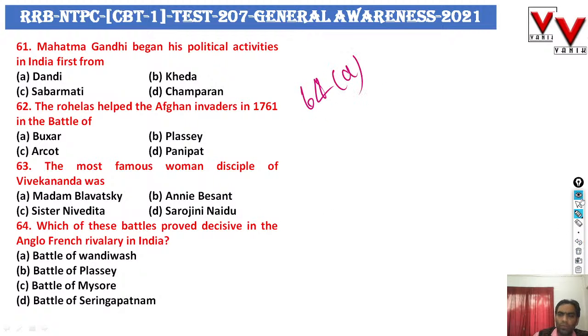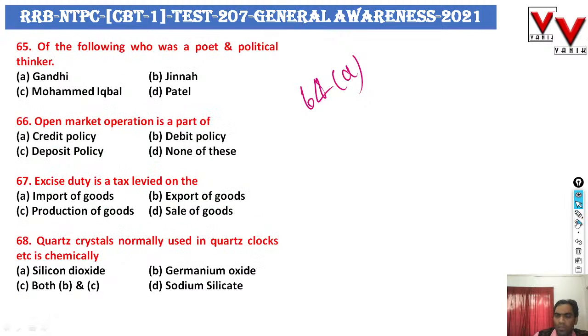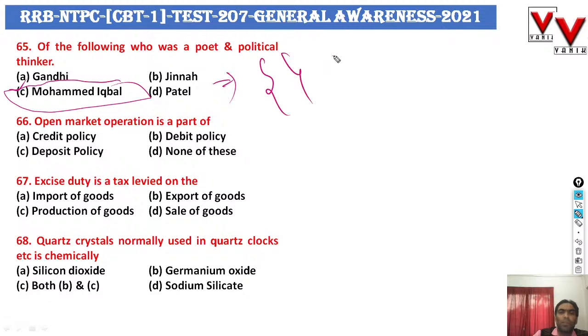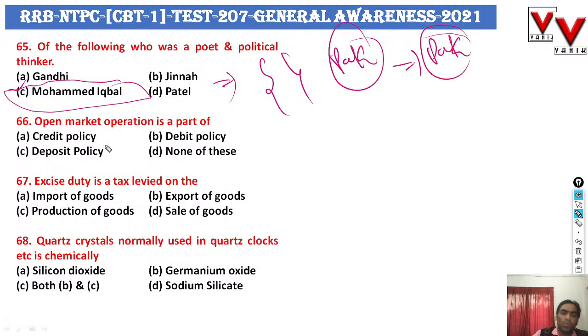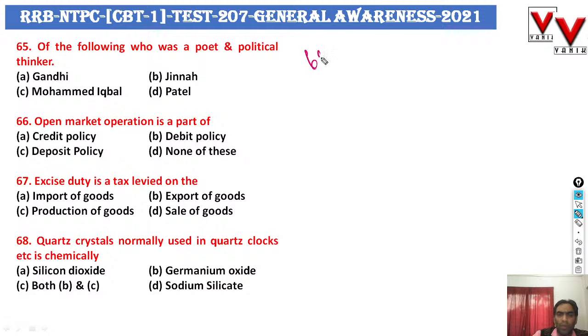Now we proceed further to the next question, that is 65th. Of the following, who is the poet and political thinker? That was Muhammad Iqbal. He wrote the song Sare Jahan Se Accha Hindustan Hamara. He was also responsible for first naming Pakistan, that means he used the word Pakistan for the first time. So the right answer for 65 is C only.